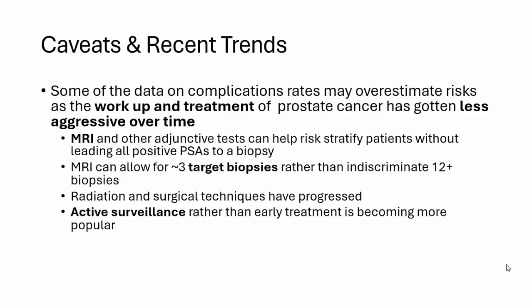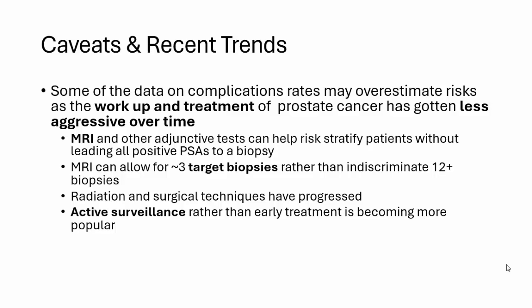MRI is becoming a bigger part of the workup, which can help us prevent jumping straight to surgery even if the PSA is positive. MRI is also being used to help us be more selective with our biopsies. So after getting an MRI, you may be able to just do 3 biopsy sites instead of indiscriminately biopsying like 15 different sites. So that lowers the risk there. Radiation and surgical techniques have also progressed. And the biggest thing is active surveillance.